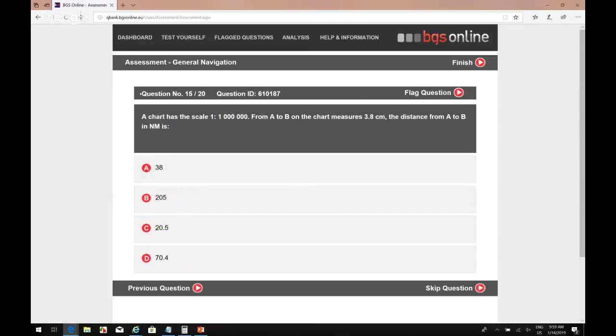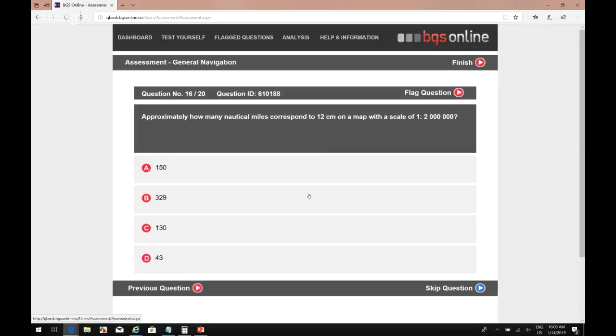Yep. The chart has a scale 1 to 1 million. From A to B, the chart measures 3.8 centimeters. The distance from A to B is in nautical miles, so we'll go backwards this time. So we'll say 1 million times 3.8 divided by 100 divided by 1852. That's 20.5 nautical miles. C is correct.